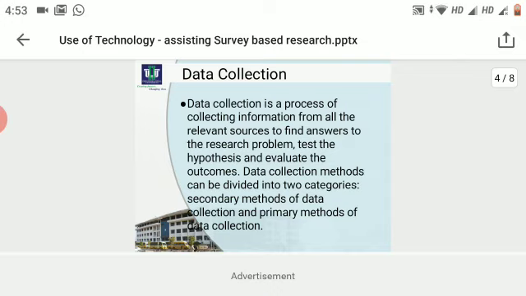And if we are talking about the primary data, the primary method for data collection is the first hand information to be collected. So when we are going to collect some specific information for the first time, we call that data collection through the primary method. So survey based method is basically targeting the collection of primary data.